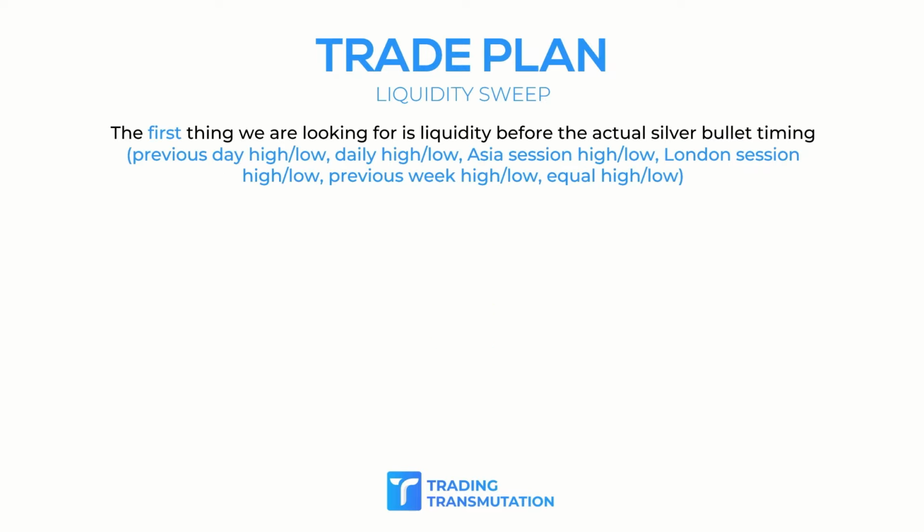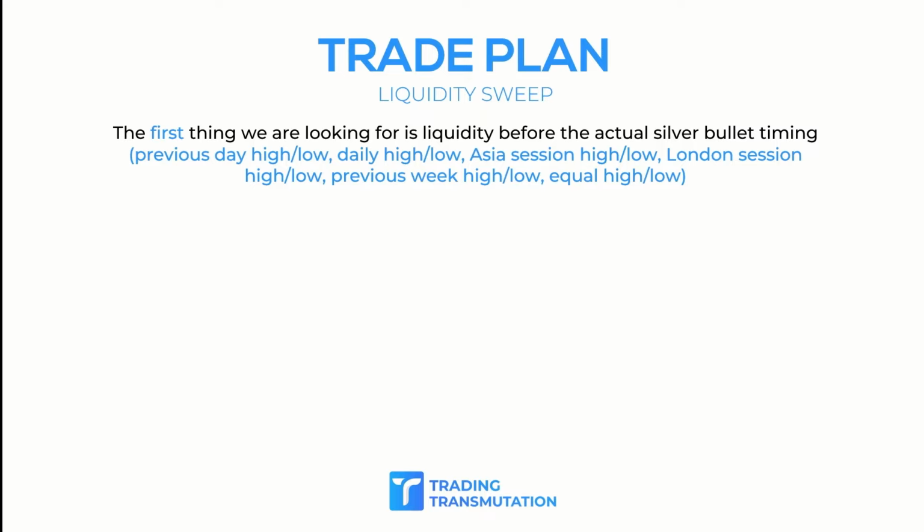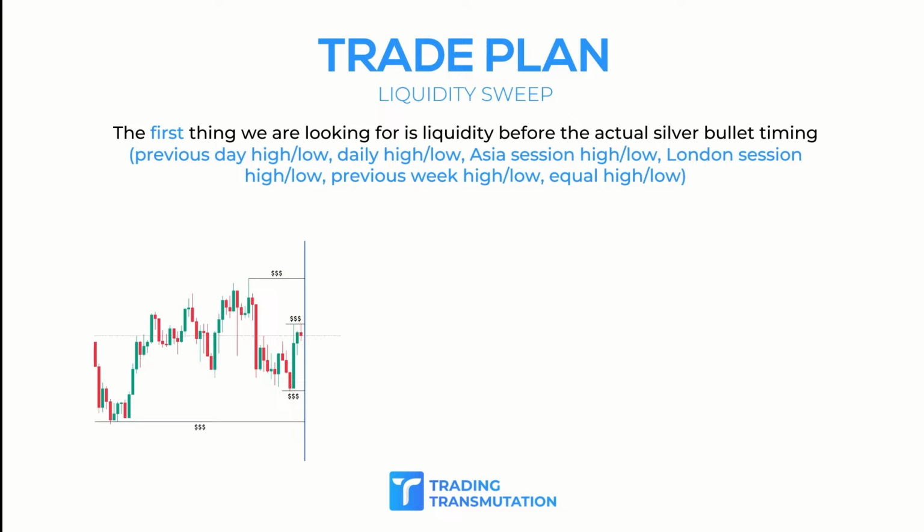Now, here comes the actual trade plan for the ICT Silver Bullet and how to actually trade it. The first thing we are looking for is liquidity before the actual Silver Bullet timing. This could be a previous day high/low, Asia session high/low, London session high/low, previous week high/low, equal highs or lows. As simple as that. All we're doing is marking out our liquidity. That is all we are doing.